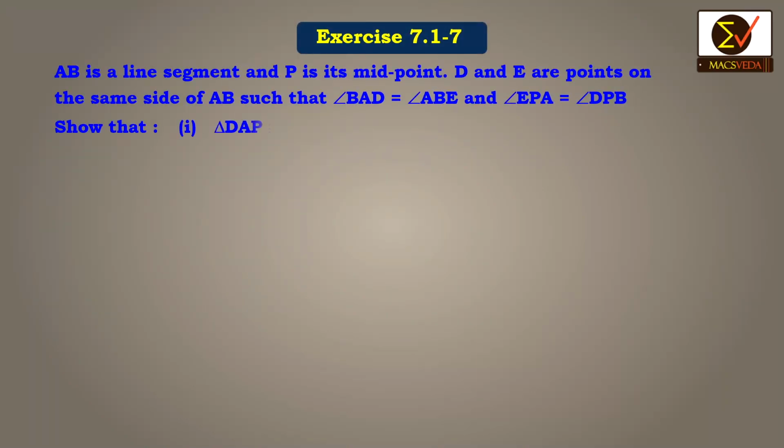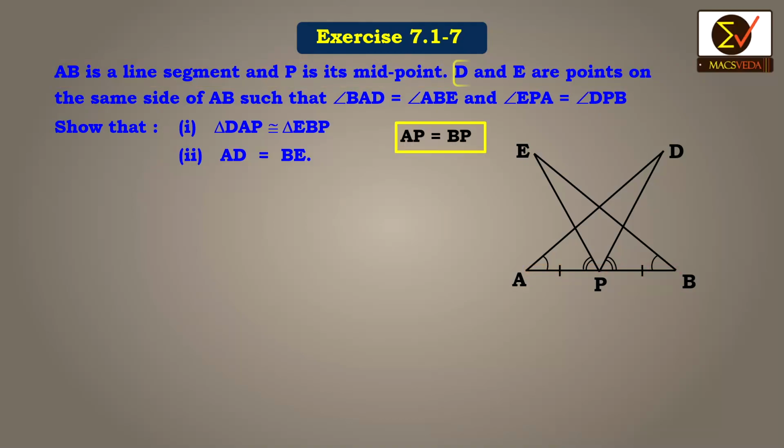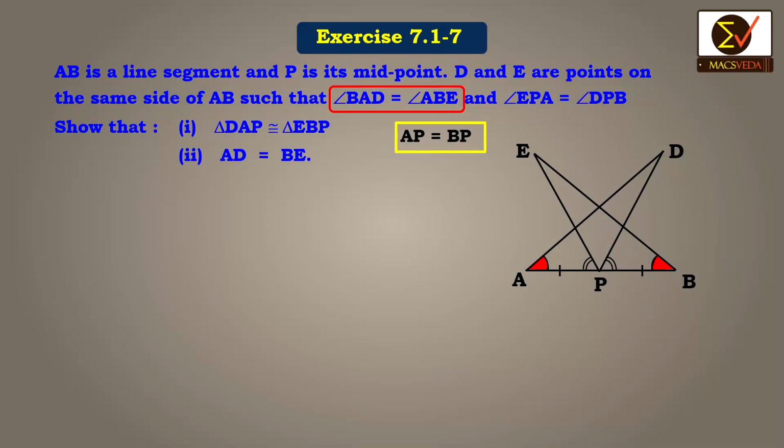Question number 7. AB is a line segment and P is its midpoint. So, P bisects the line segment AB, therefore, AP is equal to BP. D and E are points on the same side of AB and angle BAD is equal to angle ABE. Now, angle EPA is equal to angle DPB. You have to show that triangle DAP is congruent to triangle EBP.